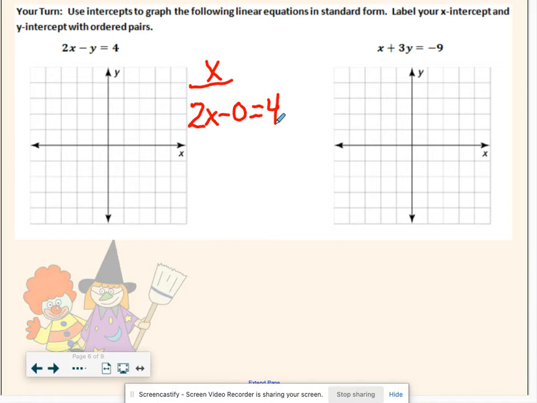Right, this is really nothing, right? So we can just drop down our 2x, set it equal to 4. Divide by 2, x equals 2. So we can go over 2 on our x-axis. Yeah. That was our x-intercept.